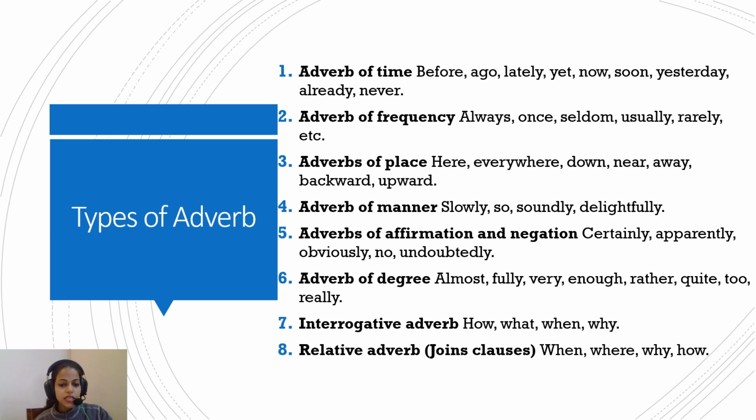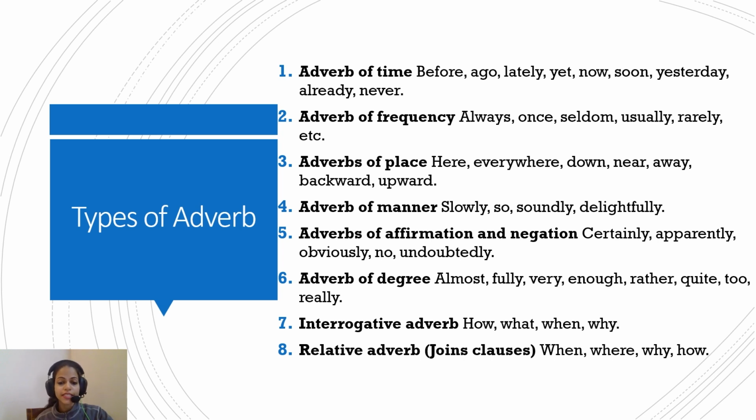The fifth category is adverb of affirmation and negation. So whether something is happening or not, true or false. Affirmation is true or something is happening. A negation is false, something is not happening. So the words like certainly, apparently, obviously, never, undoubtedly, these are the adverbs of affirmation and negation.